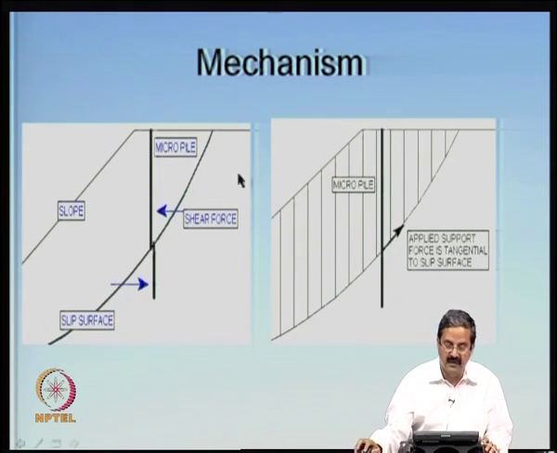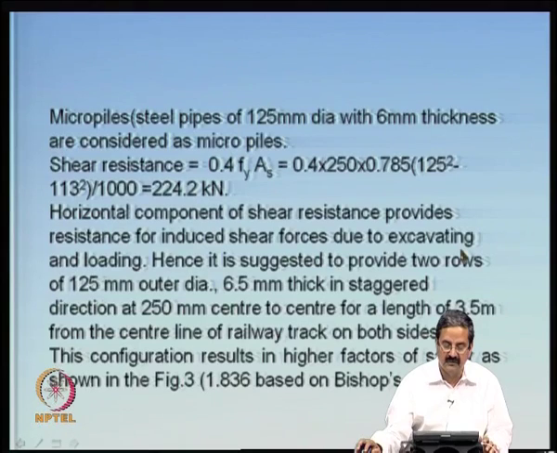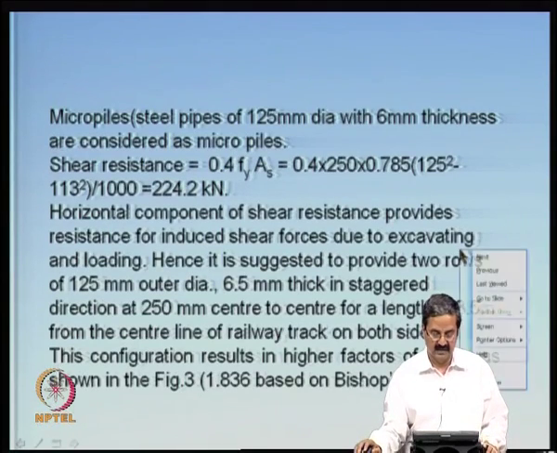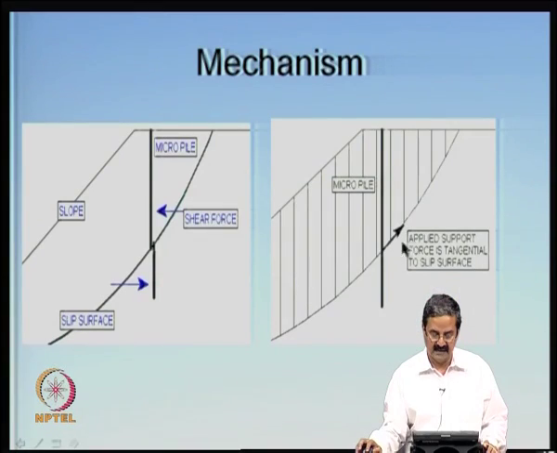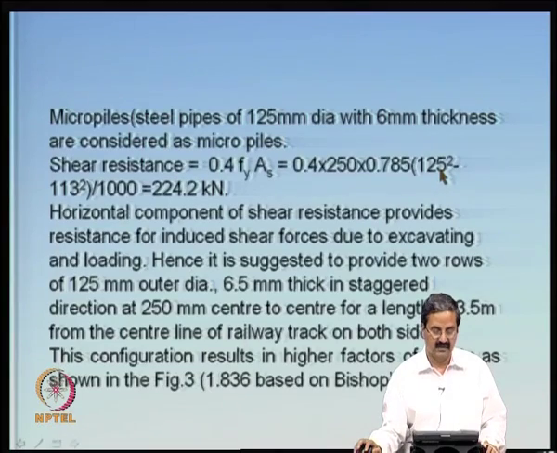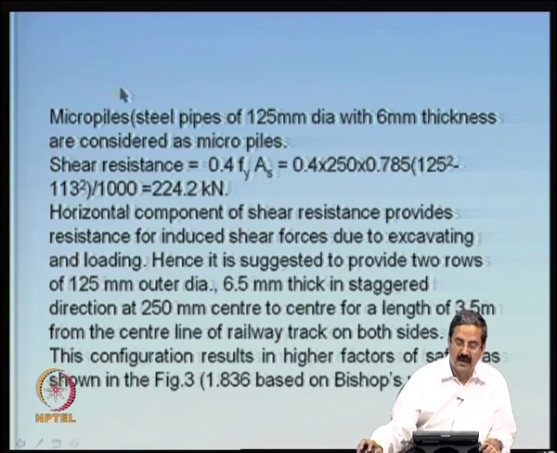this is a type of micropile resistance. The shear failure occurs like that, but if you have micropiles, they can apply some sort of force, and this is how the micropiles act, the force will act here. So, what I did was I took micropiles made of steel pipes of 120 mm diameter with 6 mm thickness, and used them as micropiles.